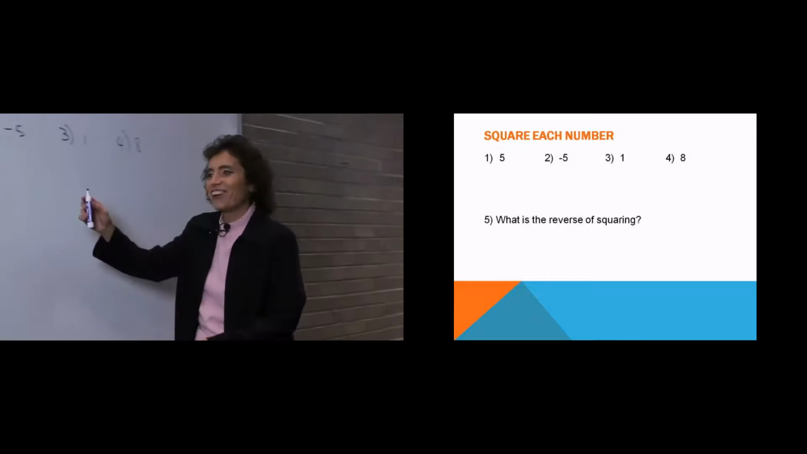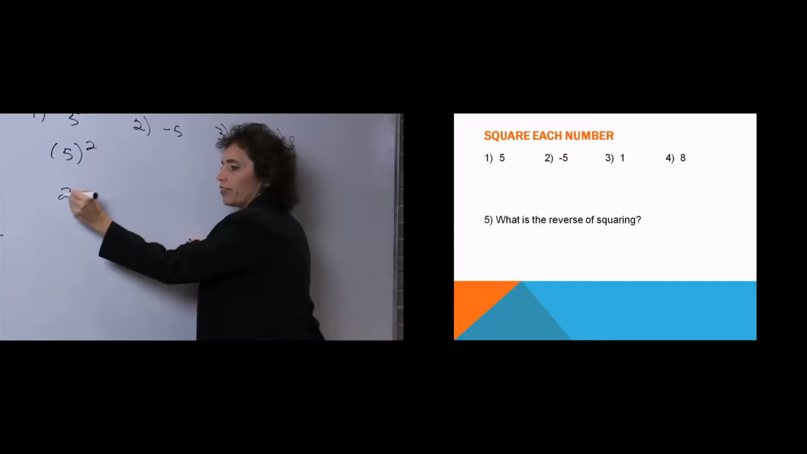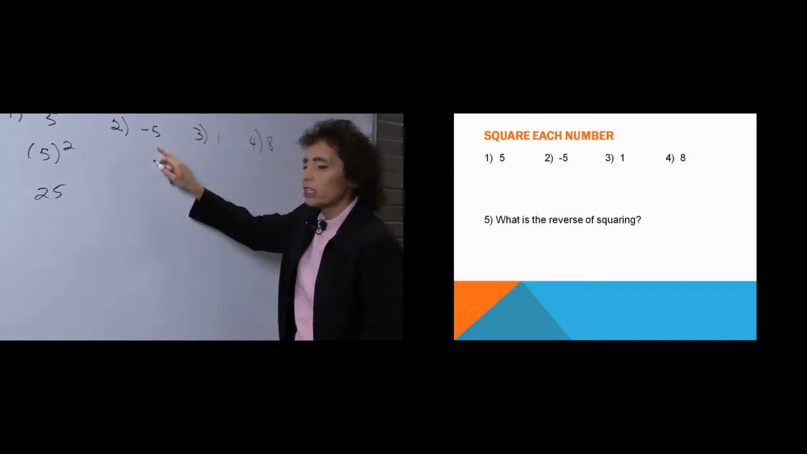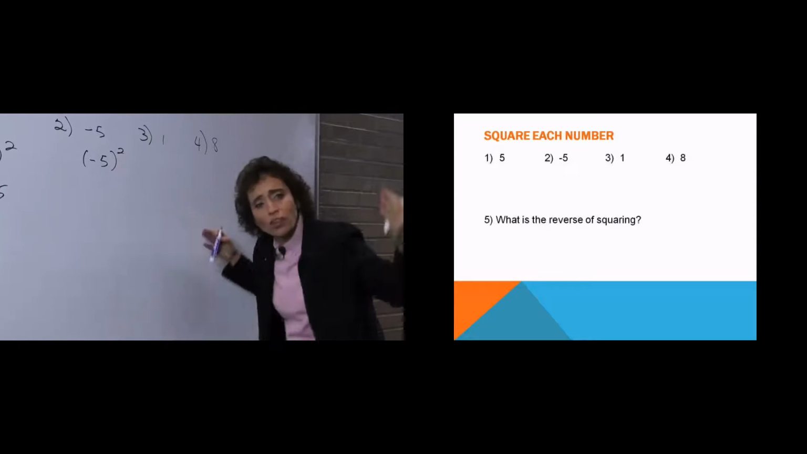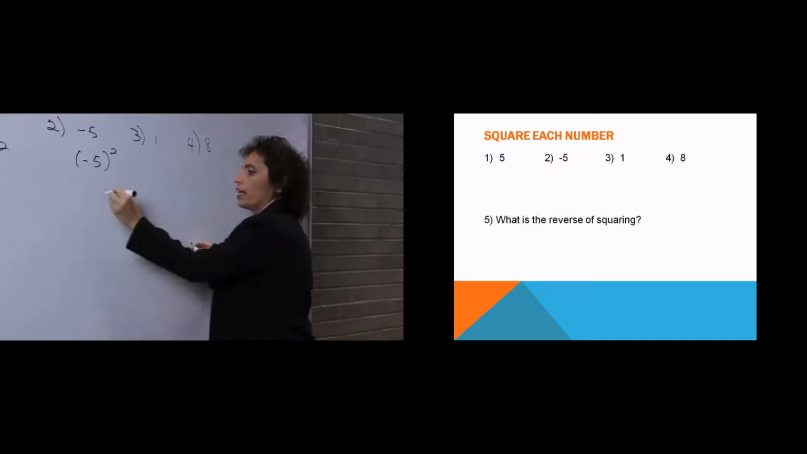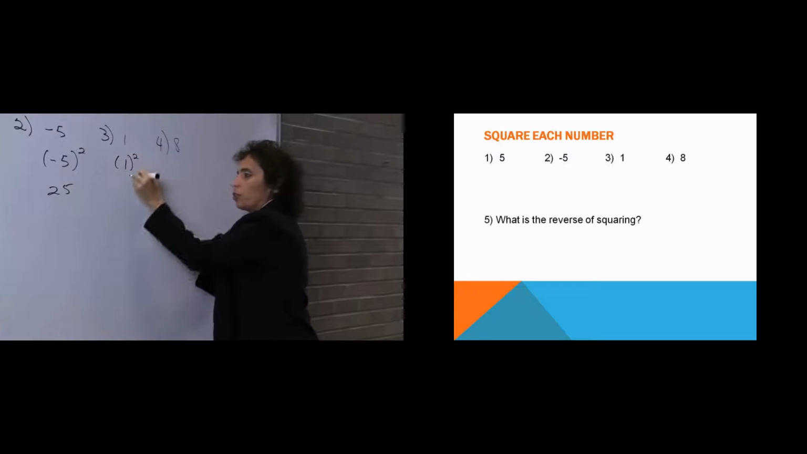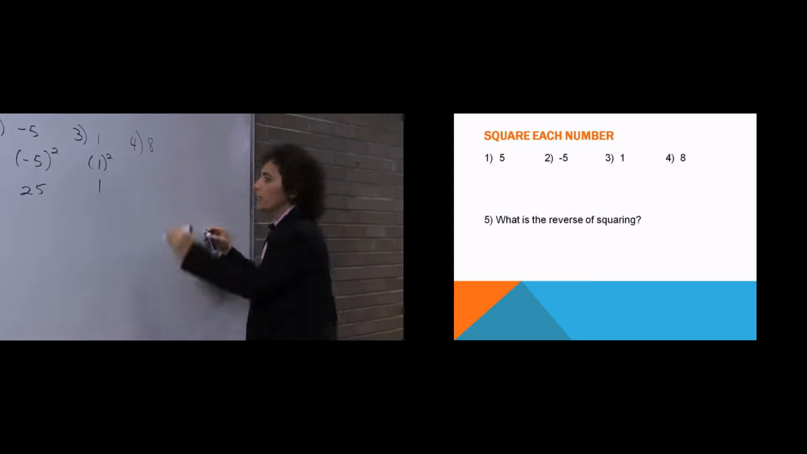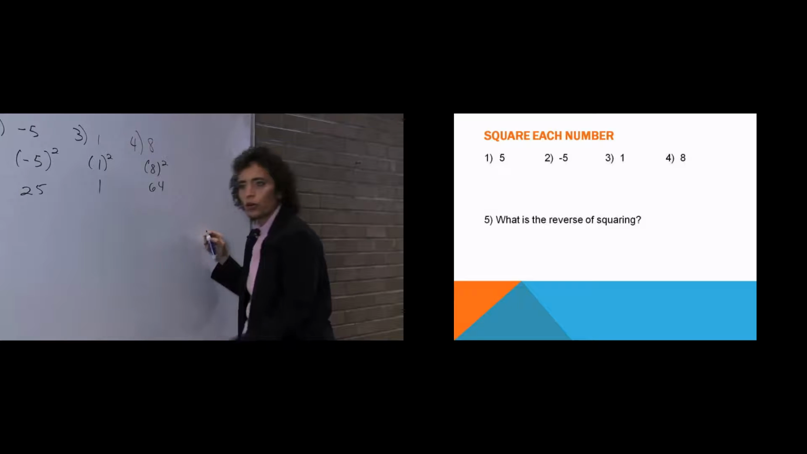All right, so let's square each number. So we'll take the number 5, and we'll square it, and we'll get 25. We'll take the number -5, and we'll square it. Remember to put it in parentheses. We're squaring the whole thing, and we get 25. Take the number 1, and we're really bored because we only get 1 back. Take the number 8, square it, and we get the number 64.